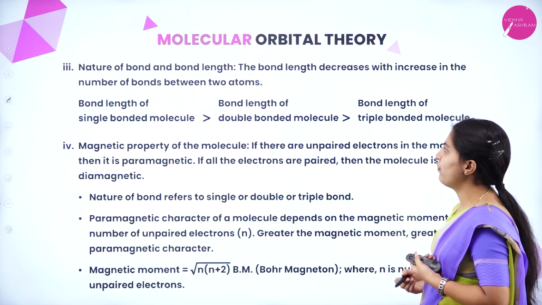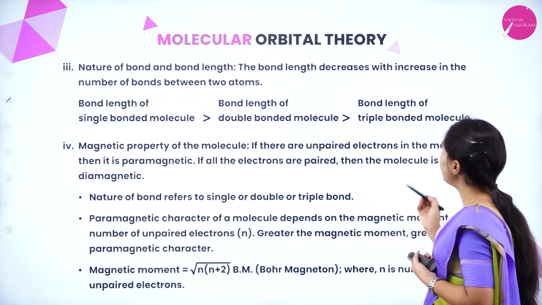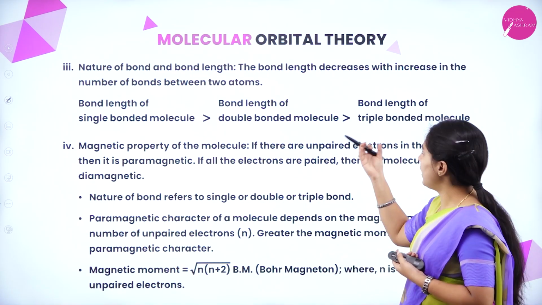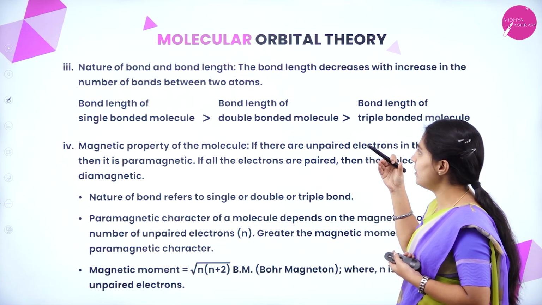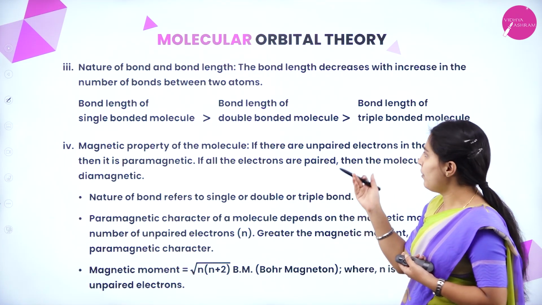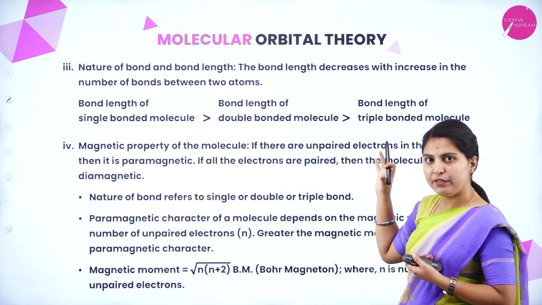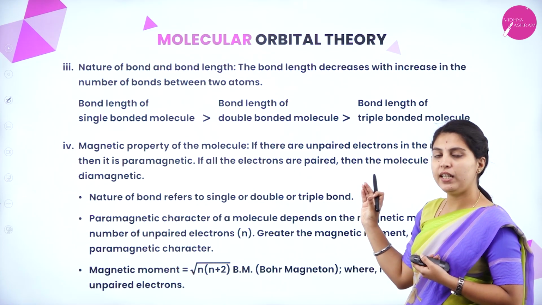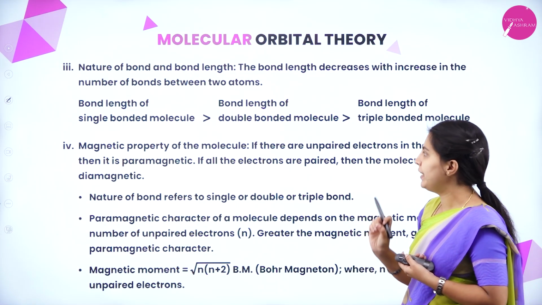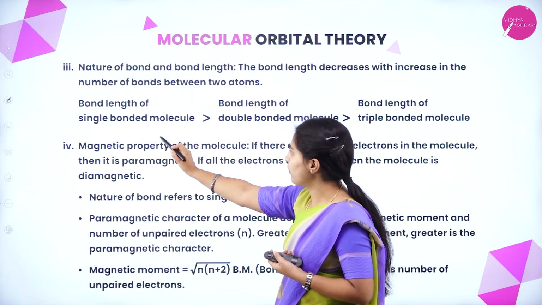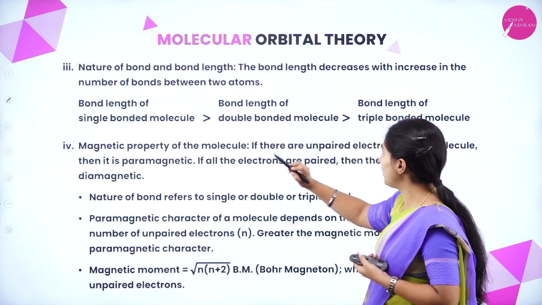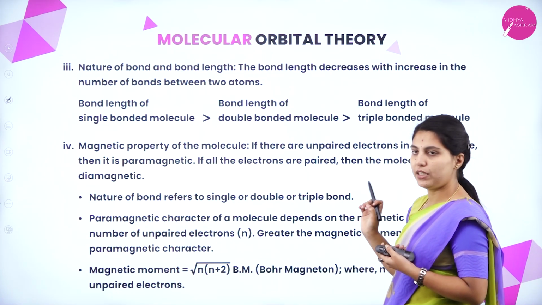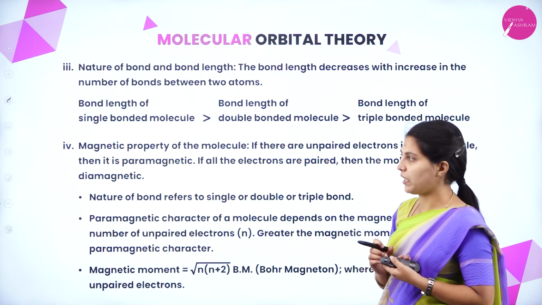Next one, nature of bond and bond length. The bond length decreases with increase in the number of bonds between two atoms. Single bond means the bond length will be very high, double bond means in the middle, triple bond means the bond length will decrease. The bond length of a single bond is more, that of a double bond is in between, and that of a triple bond is the least. That's why they are contradictory characters.